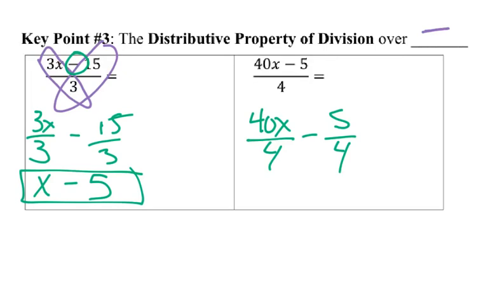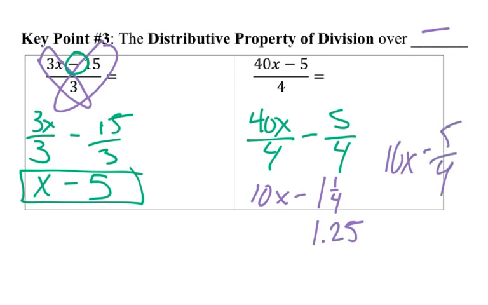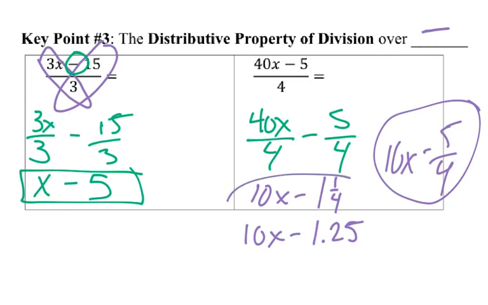So not every time will you get a nice even number. 40x divided by 4 is 10x. But 5 divided by 4 would either give me 1 whole and 1/4. It could also be written as 1 and 25/100. Or, since 5/4 is a simplified improper fraction, I could still just say 10x minus 5/4. That's a perfectly acceptable answer. This is a perfectly acceptable answer. And this is a perfectly acceptable answer.